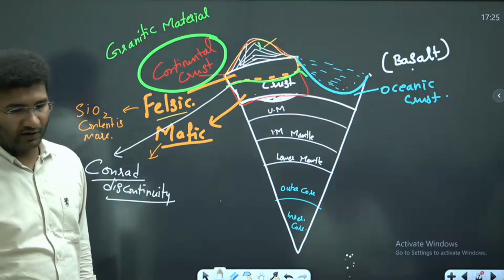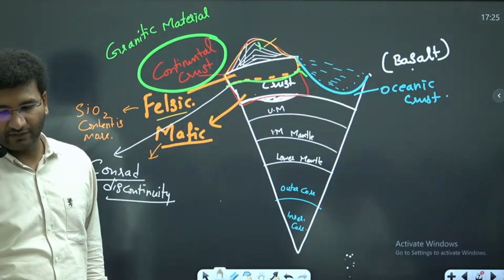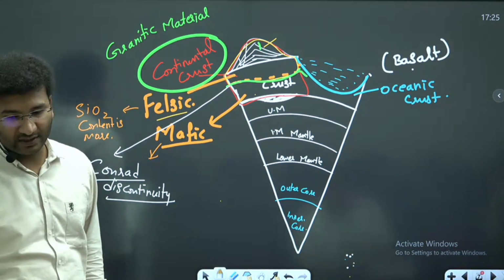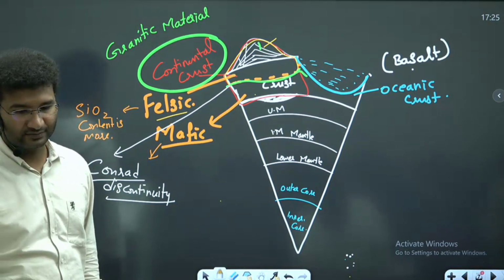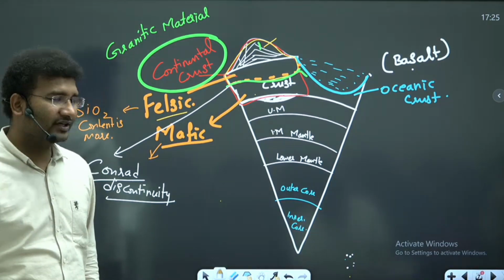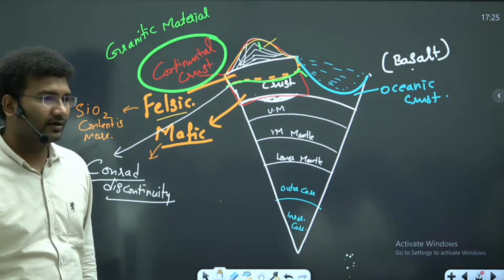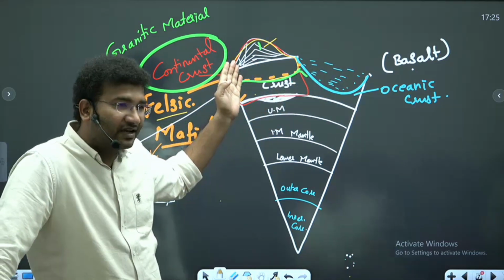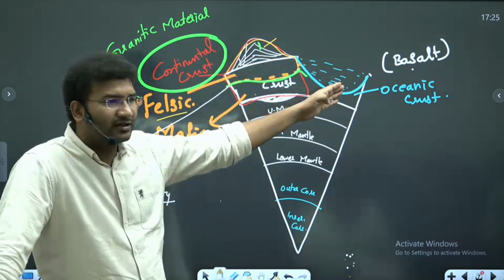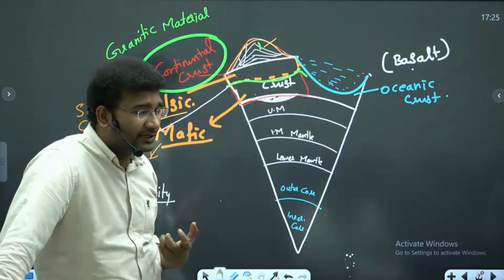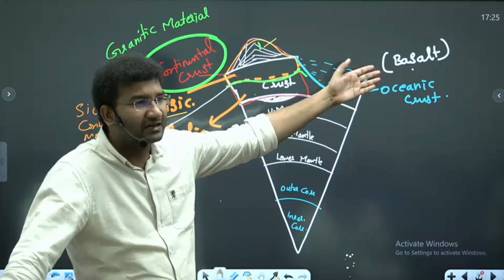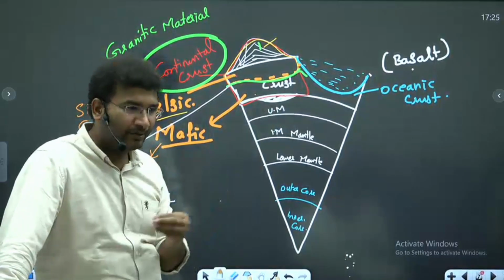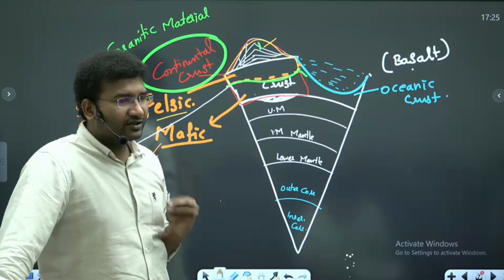Upper felsic, lower mafic. The discontinuity of upper felsic and lower mafic is by Conrad. So Conrad is the one who have identified this. And see, oceanic crust is made up of sima. Okay? Your oceanic crust is made up of sima, and continental crust is made up of Sial. Silica plus aluminium, and oceanic crust is made up of sima, in which magnesium content is more, and it is made up of basalt. Basalt is more denser as compared to granite. I'm repeating this again and again so that you will be remembering this, right? So this is what is Conrad discontinuity.